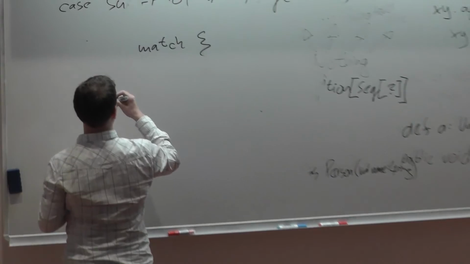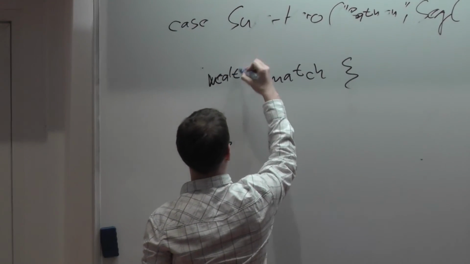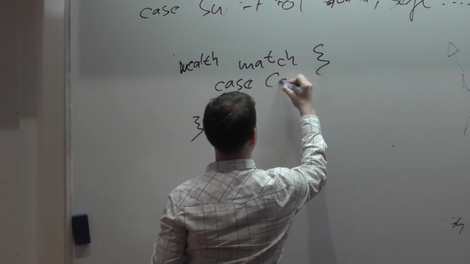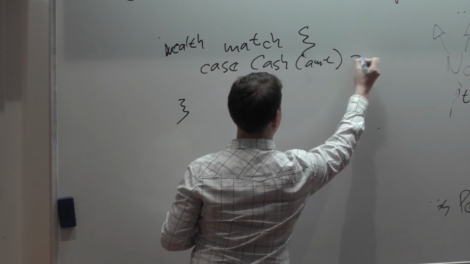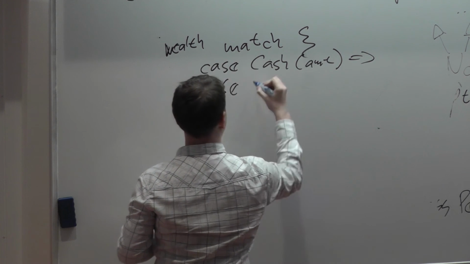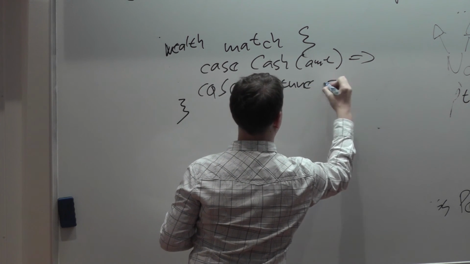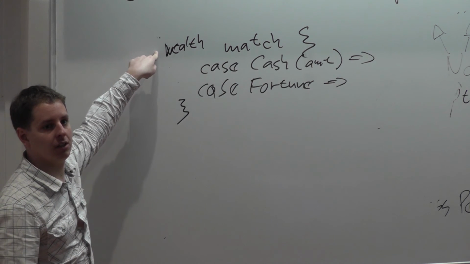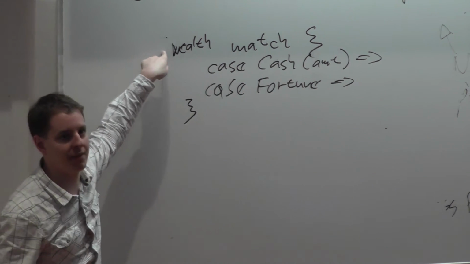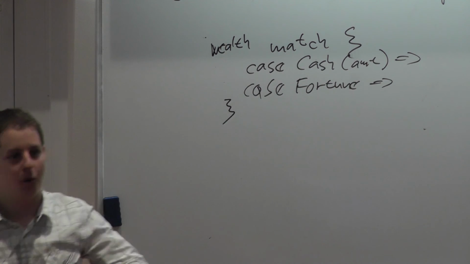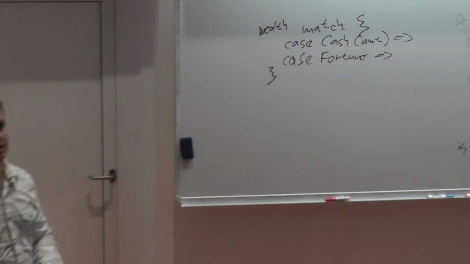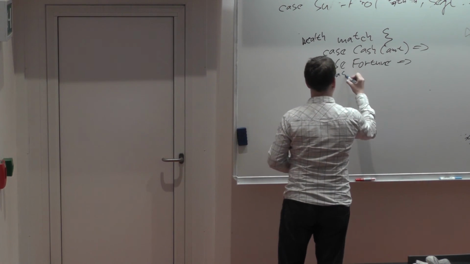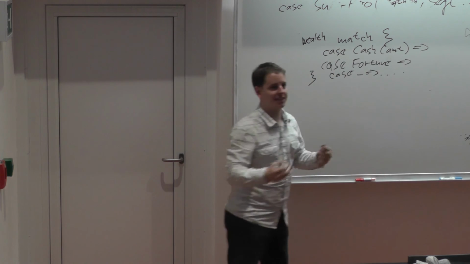So let's say you are matching against someone's wealth, and it's either Cash with some amount or it's a Fortune. And what does the compiler say to you? That the match is not exhaustive. What if the wealth is something else? And you know, no, it cannot be something else, either Cash or Fortune. It's okay, and the compiler is still complaining. You need to put your default. So okay, you put the default case, which really does nothing because it can never ever be reached.